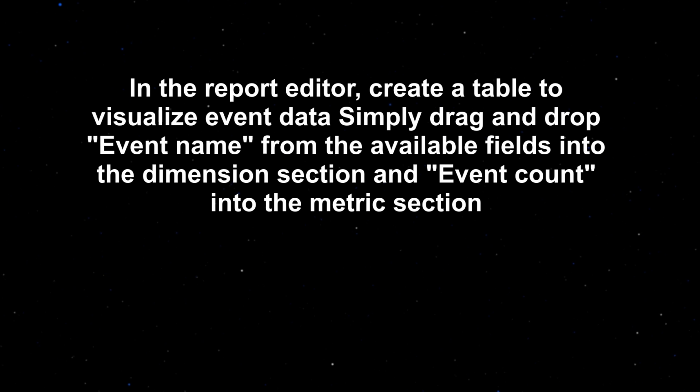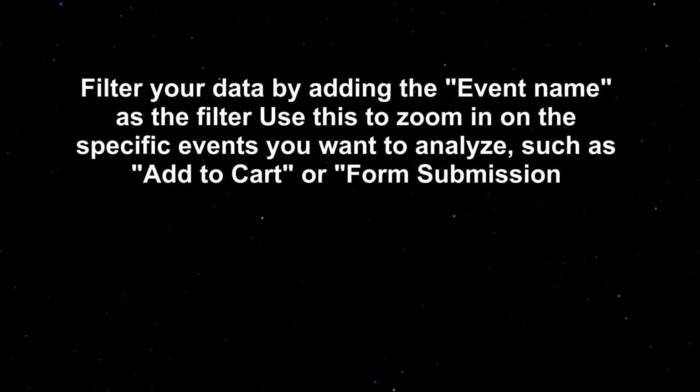Simply drag and drop event name from the available fields into the dimension section and event count into the metric section. Filter your data by adding the event name as the filter. Use this to zoom in on the specific events you want to analyze, such as add to cart or form submission.